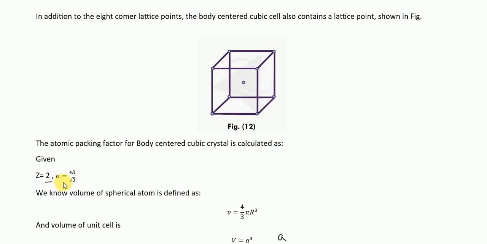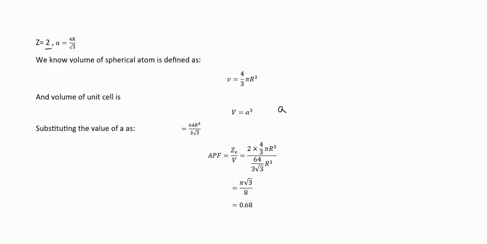And the volume of a single atom is considered as small v and is given by 4 by 3 pi r cube, which is the volume of a sphere as the atom is spherical. And a here is 4R by root 3, which is the edge length of the unit cell. So what is the volume of the unit cell? It's V equals a cube. And what is a cube? a cube is equal to 4R by root 3 whole cube, which is equal to 64R cube divided by 3 root 3.